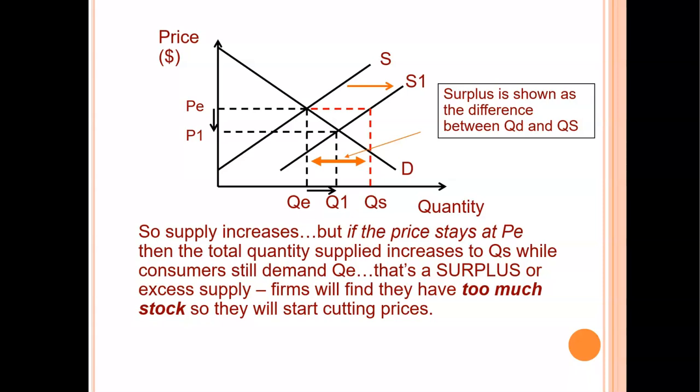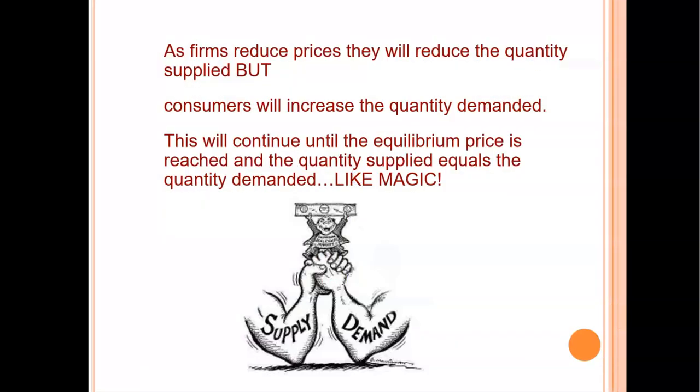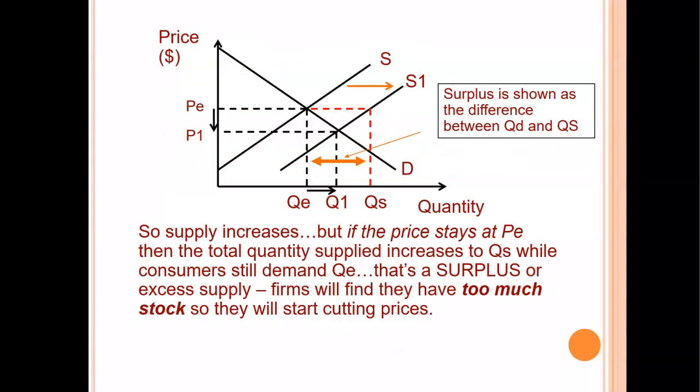Businesses recognize there's a surplus and they've got too much stock. Now, I don't know how too much stock works in the internet provider world, but I guess they need more customers. So what are they going to do? They're going to start cutting their prices to reduce that surplus or that excess supply. So as they reduce prices, they will also reduce the quantity supplied a bit, but consumers will increase the quantity demanded, and that will keep happening until the equilibrium price is reached. Quantity supplied equals quantity demanded. Ta-da! So that's the key bit of analysis.